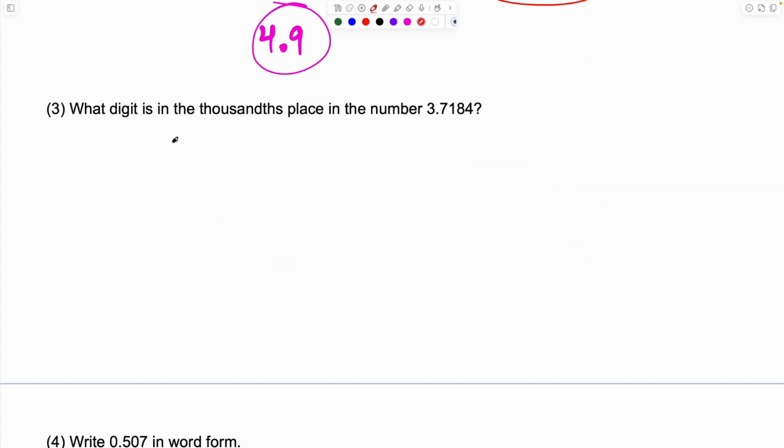Question 3, what digit is in the thousandths place in the number 3.7184? Let's go through these numbers one by one. The 3 to the left of the decimal is in the ones place. Then we have the 7 over here in the tenths place. Now we have the values to the right of the decimal, the decimals over here. And next, the 1 over here is in the hundredths place.